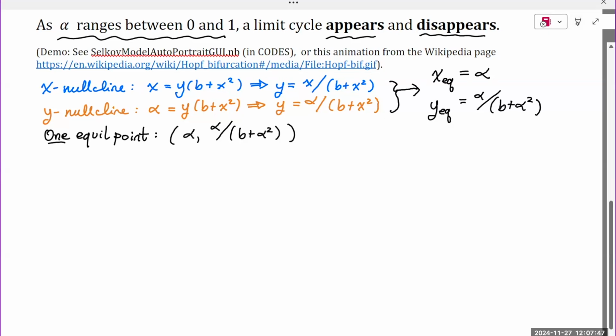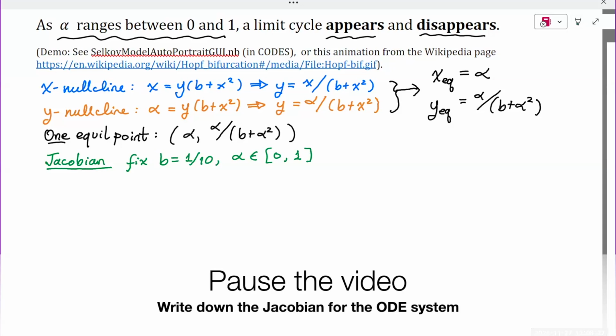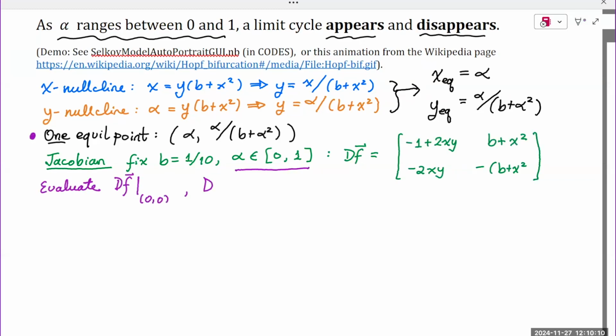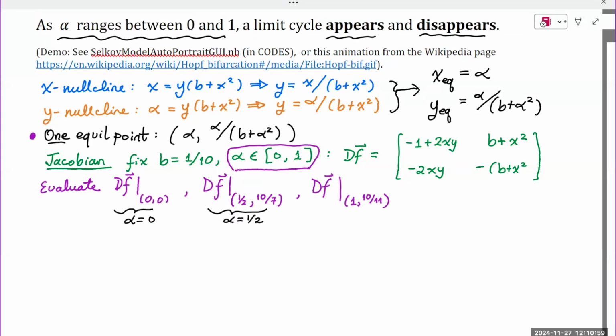So in order to understand the stability, we have to look at the Jacobian at different values of alpha. Again, we're fixing b to be 1/10, and we allow alpha to range between 0 and 1. Pause the video briefly and write down the general form of the Jacobian for this system. Here's the general Jacobian. Now let's determine the stability of our equilibrium point at 3 different values for alpha. Let's try alpha 0, alpha 1/2, and alpha 1.